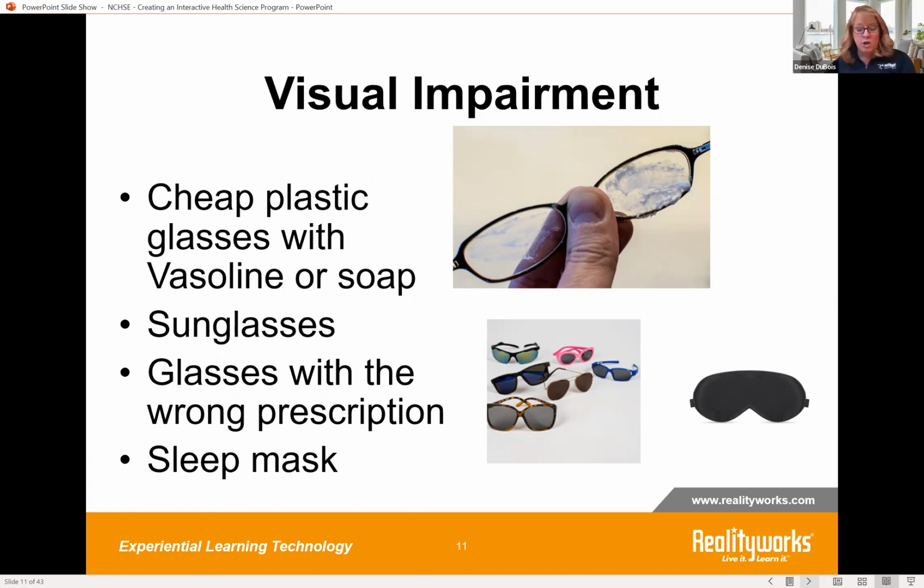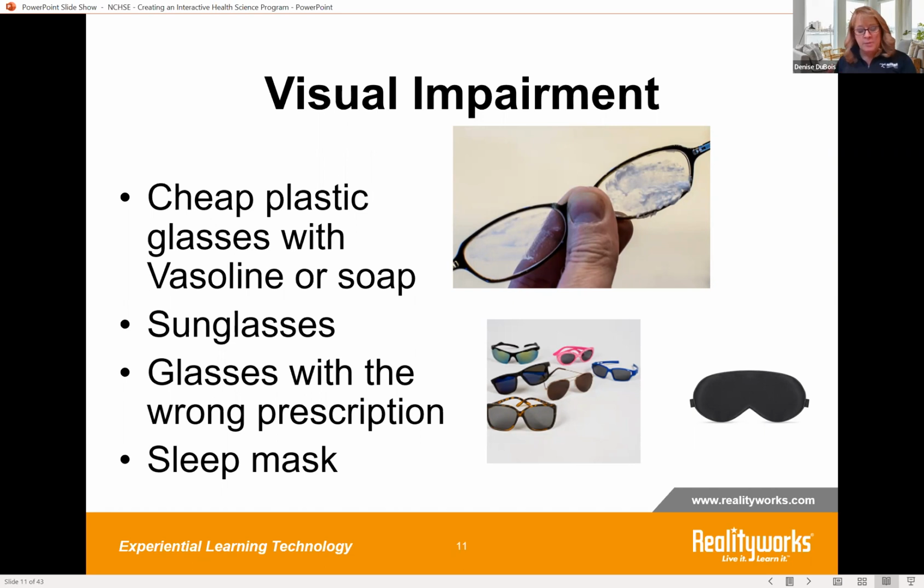First of all, you could wear glasses smeared with soap or Vaseline to simulate cataracts. Or you could wear glasses with the wrong prescription, or wear sunglasses indoors to simulate macular degeneration or even glaucoma. Sometimes when you fly, you might get sleep masks on a plane. You could use those even for total blindness. Of course, you can tell your students, just close your eyes, don't peek. That could work too.